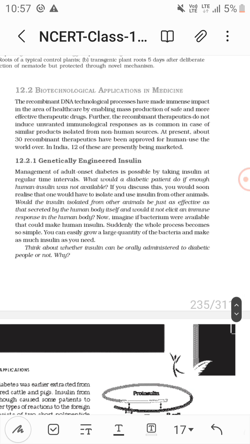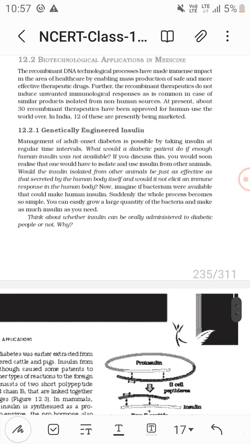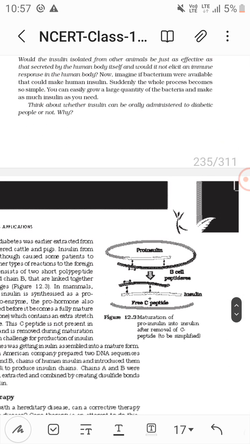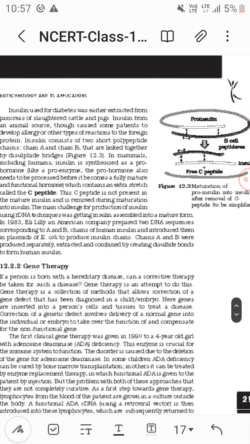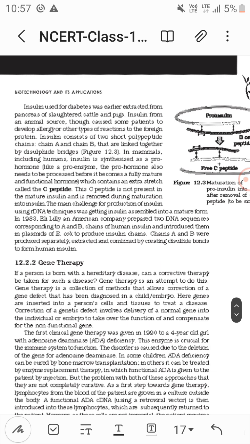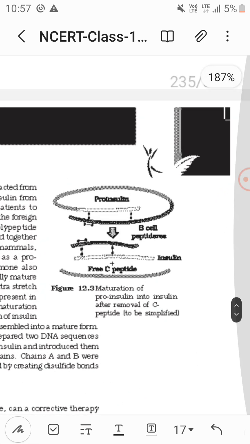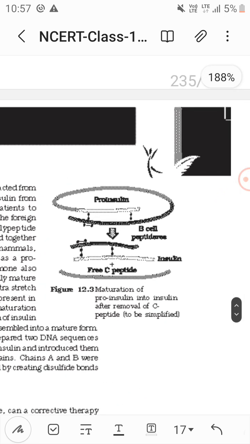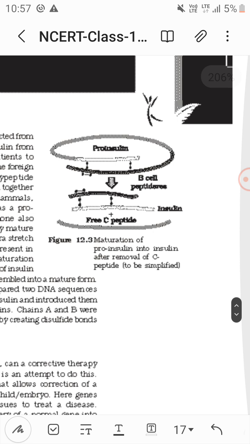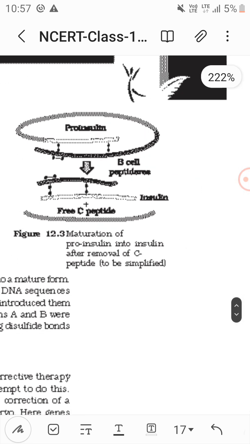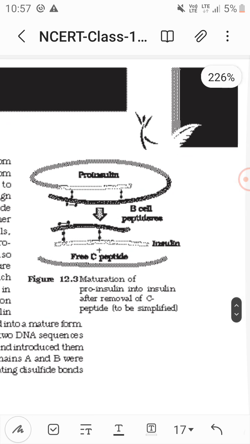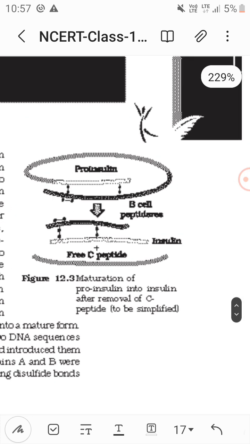Now, biotechnological applications in medicine. Now genetically engineered insulin. We study the genetically engineered insulin. So how is that? There is C peptide. What is that? It is an extra stretch. Now maturation of proinsulin into insulin after removal of the C peptide, that is the extra stretch. To simplify, in the first, it is proinsulin.